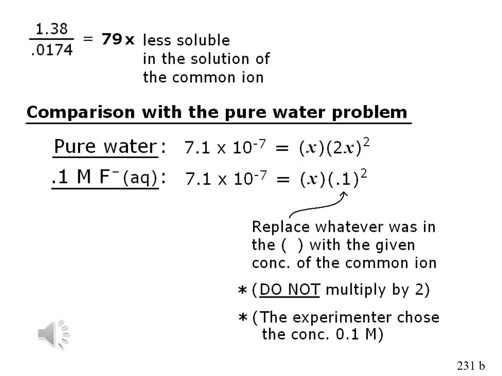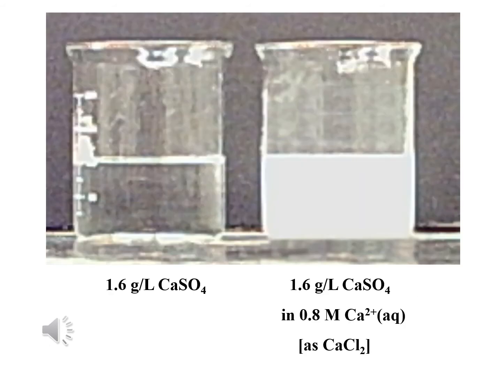This picture, which I actually did in the lab, shows that if you take the salt calcium sulfate, which dissolves pretty well in water, 1.6 grams per liter, but then you add to the solution 0.8 molar calcium ion as a common ion, you can see that everything that was in the solution precipitates because the common ion decreases the solubility.